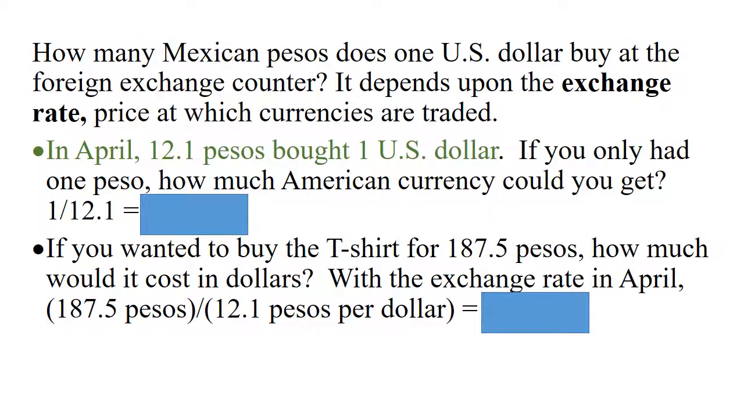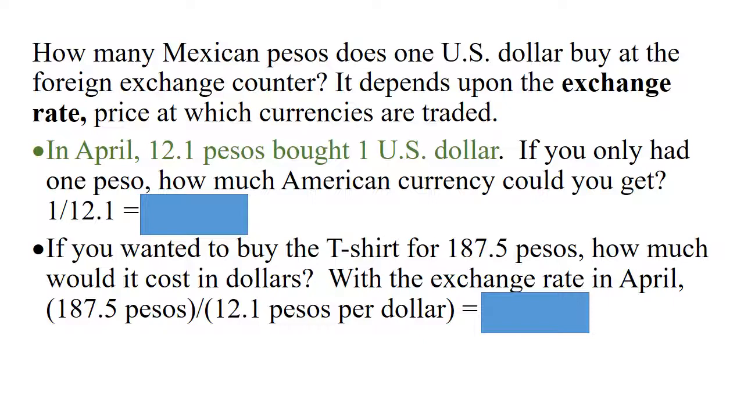So back to our example before, where we're in Mexico and we want to buy a t-shirt that costs 187.5 pesos. First of all, we need to know what the current exchange rate is. So we're going to look at the exchange rate in one month and then the exchange rate later to see how the value has changed. So in April, 12.1 pesos bought $1 US. So that is the exchange rate. Now, if you wanted to convert that the other way around and you only had 1 peso, how much American currency would you get? This is really a ratio, so you can divide both sides by 12.1 to get 1 peso.